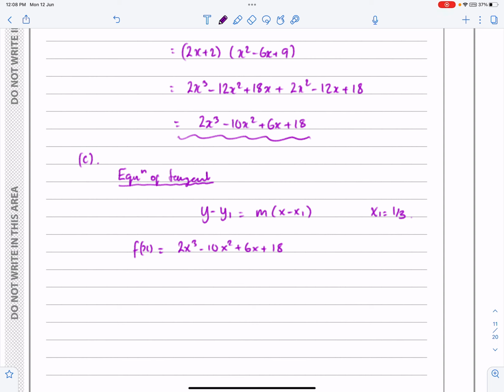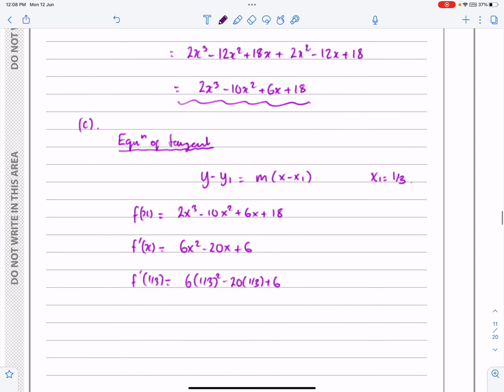I'm going to work out my m first of all. So I'm going to differentiate, f dash x. That's going to give me 6x squared minus 20x plus 6. And now m will be the gradient function when x1 equals a third. So if I put a third into that, I get 6 lots of a third squared minus 20 lots of a third plus 6, and multiply that all out and see what that comes to. All right, it actually comes to 0. There's no problem with that, but it's just unusual to get the gradient equals 0.